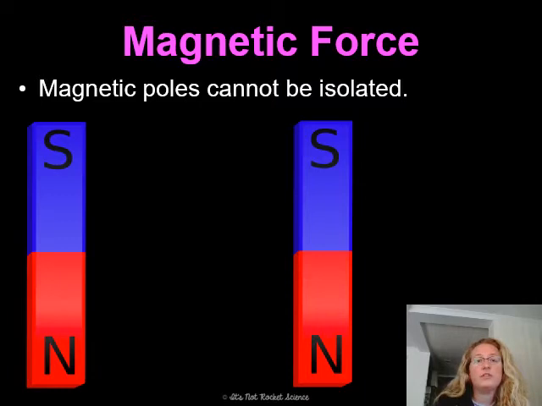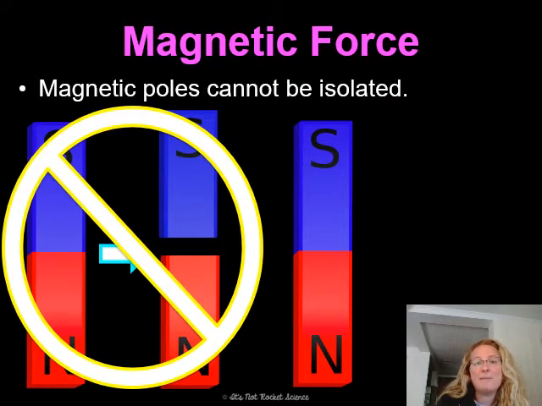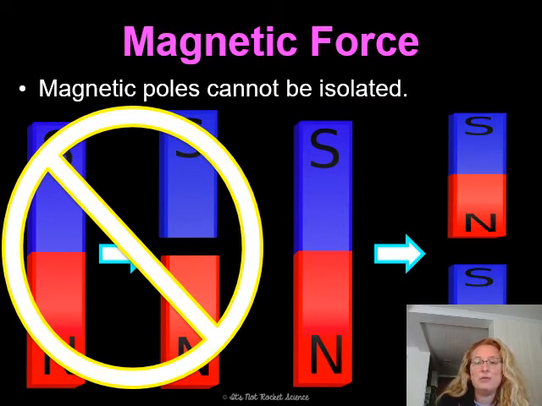All right, magnetic poles cannot be isolated. To me, this is the coolest thing about magnets, and this was the thing that blew my mind when I learned it. If you were to try to break a magnet in half, you would not get a half south pole magnet and a half north pole magnet. That would not happen. What instead would happen is that you would get two identical little mini magnets.